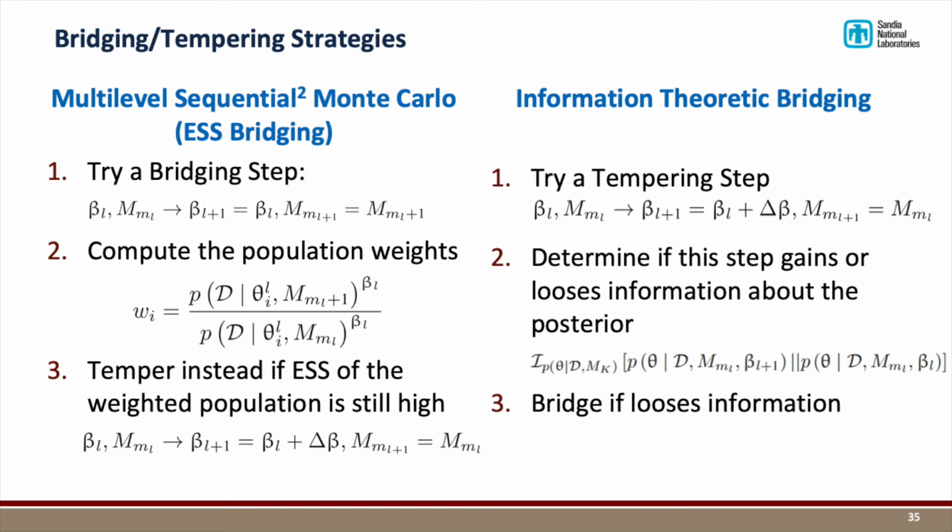So with an information theoretic bridging, instead of relying on the effective sample size as our metric, we are using a notion of information. So first, you propose a tempering step, and then you determine whether this change in the distribution increases or decreases the amount of information that you gain about the ultimate posterior. In this view, information can actually be negative. And so if information is negative in this transition, then you're now losing information about the posterior, but if it's positive, you're gaining information in the posterior. So you want to change the model fidelity if you're starting to lose information from this transition.